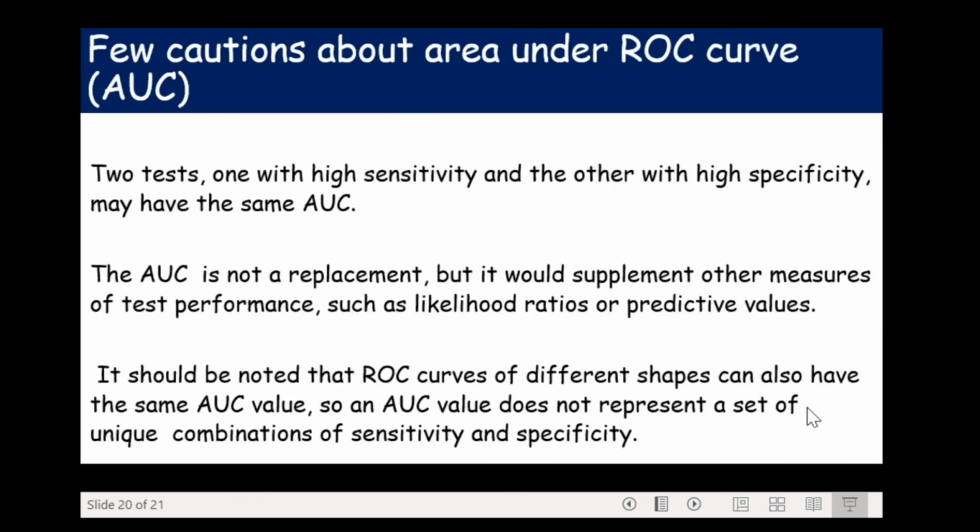So finally, a few downsides of the ROC curve analysis. Two tests, one with high sensitivity, the other with high specificity, may have the same AUC. So AUC is not a replacement, but it would supplement other measures of test performance, such as likelihood ratios or predictive values. So it should be noted that ROC curves of different shapes can have the same AUC value. So the AUC value does not represent a set of unique combinations of sensitivity and specificity.